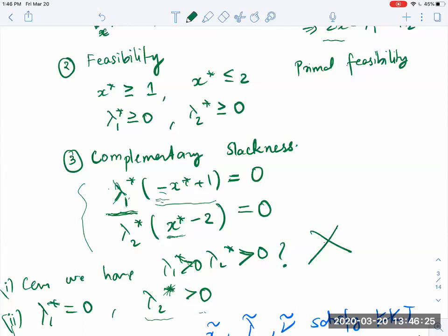Because what was this? This was your inequality constraint. Like you had minus x plus 1 less than or equal to 0. But then here, complementary slackness will give you minus x plus 1 is equal to 0. So if your dual variable corresponding to a constraint is positive, it implies that the constraint is satisfied with equality.